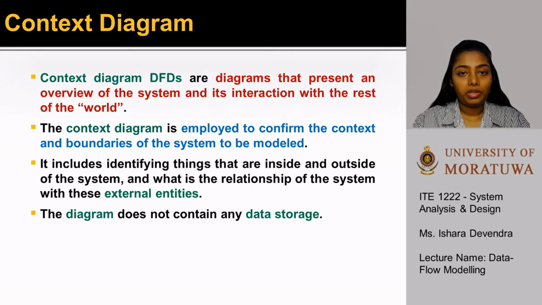Context diagram data flow diagrams are diagrams that represent an overview of the system and its interaction with the rest of the world. The context diagram is employed to confirm the context and boundaries of the system to be modeled. It includes identifying things that are inside and outside of the system. And what is the relation of the system with these external entities? The diagram does not contain any data stores.